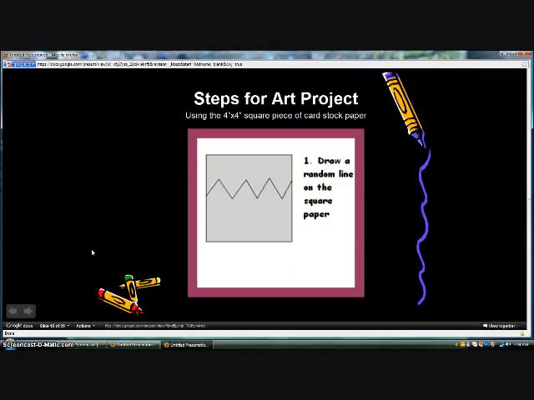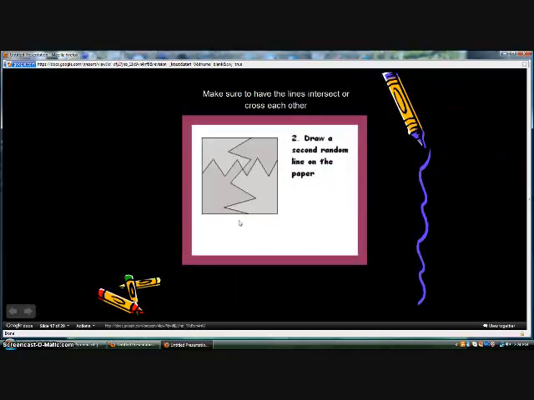Okay, here are the steps to create the project. Each student will be supplied with a 4-inch by 4-inch square piece of cardstock paper. First, they must draw a line across the paper, any shape they want, but it must go from edge to edge. Next, they need to draw a second random line on the paper, and I always tell the students to try to make them perpendicular to make sure that the lines intersect and cross each other, and this line must also go from edge to edge of the page.